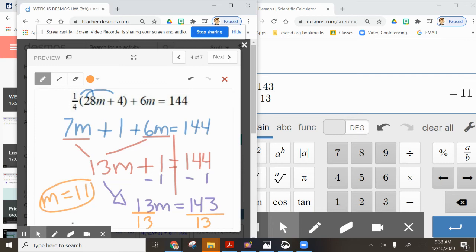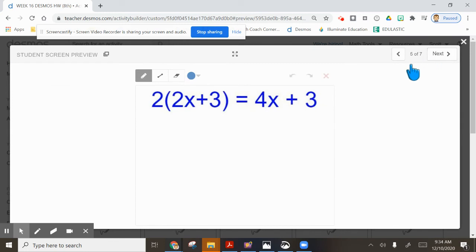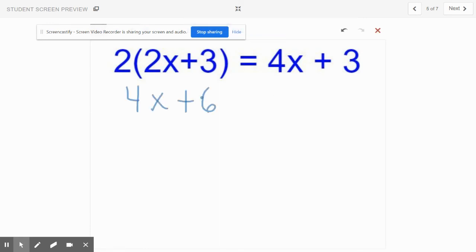Again, this problem looks intimidating, but it's not. You can totally solve this using the skills and the tools you have. All right? Next problem. Okay, you guys got this one. We're just going to distribute. Distribute and letters to the left, numbers to the right. 4x plus 6 equals 4x plus 3.